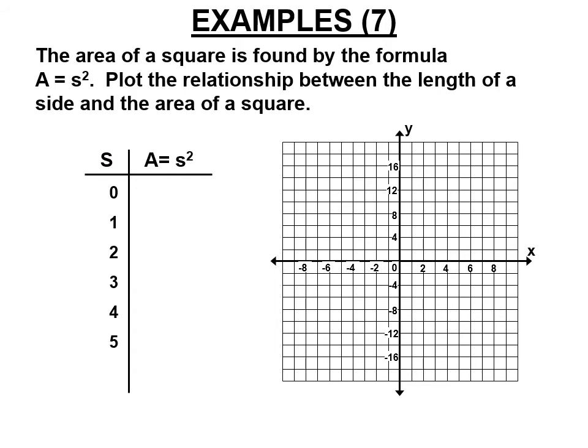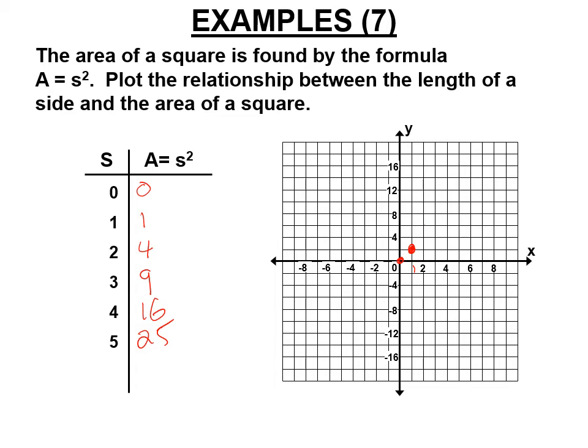All right. Right, the area of a square. Plot the relationship between the length of the side and the area of a square. This is the standard that you can do this. So instead of x and y, you have s and a, but it's the same thing. 0 squared is 0, 1 squared is 1, 2 squared is 4, 3 squared is 9, 4 squared is 16, 5 squared is 25.